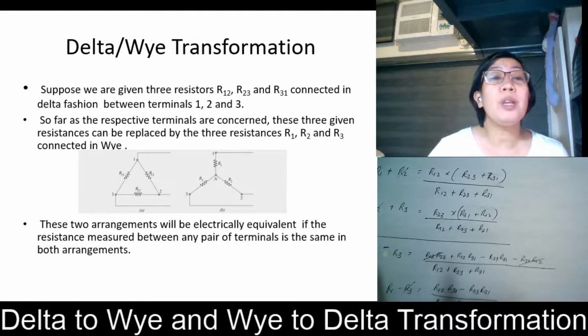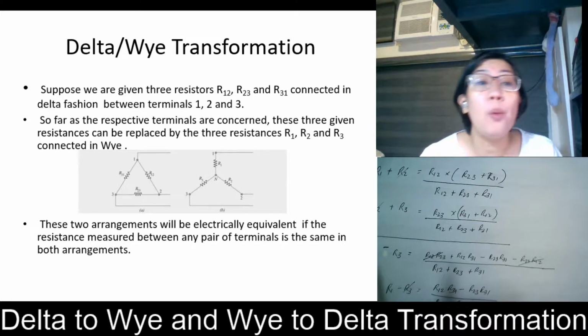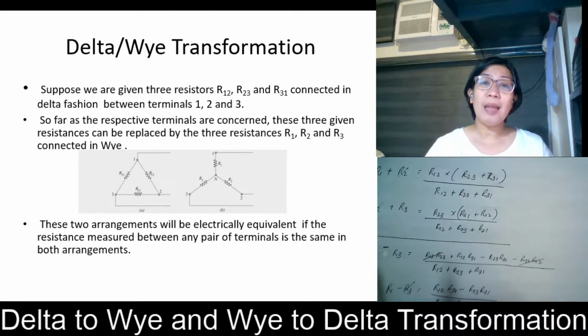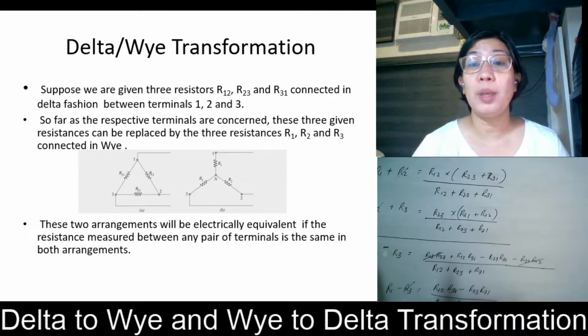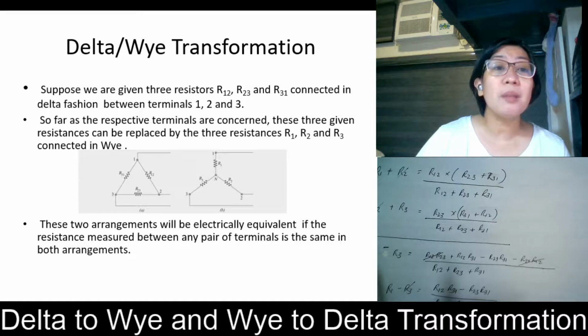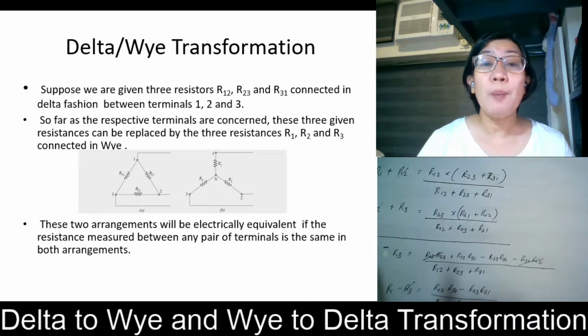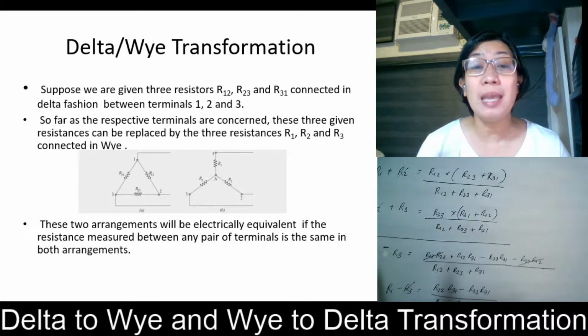Suppose we are given three resistors. We call this R12, this R23, and this R31. I hope you will not memorize this in such a way that this is always R12, because it depends on the references you are using. Sometimes they name these as RAB, RBC, or RAC, or sometimes this resistor becomes R12, this R23, and this R31. So in some other references, the subscripts can be interchanged.